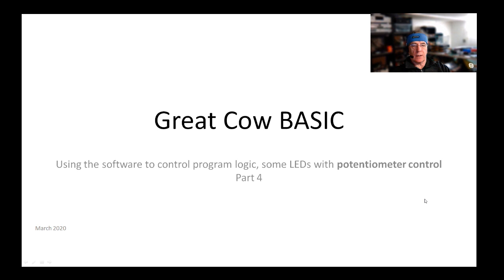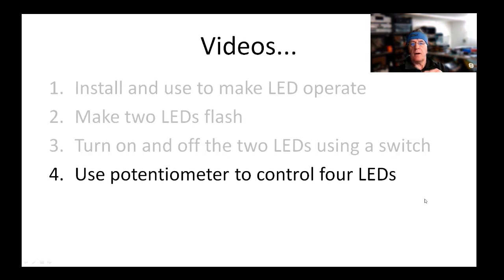So let's have a look at what we've covered so far. Very quickly, we've installed the great car basic and made some LEDs operate. We've made two LEDs flash. Yesterday we did two LEDs off and on using a switch, and that's what's on my desk now. And then today we're going to use a potentiometer to control four LEDs, either on or off, depending upon the position of a potentiometer.